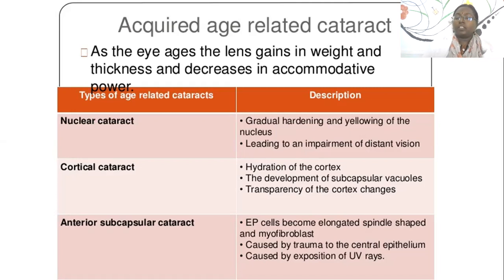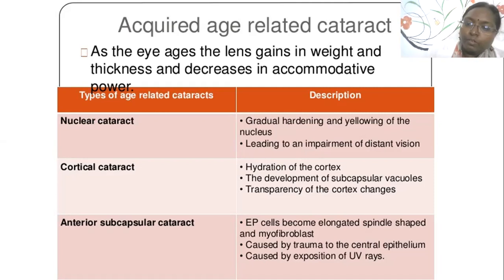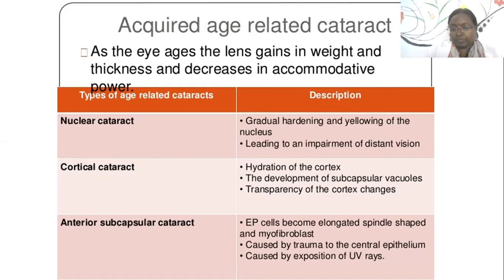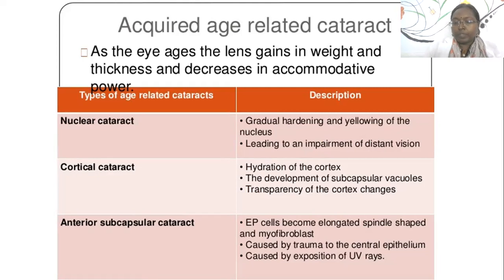Cortical cataract is hydration of the cortex. Development of subcapsular vacuoles are present. The transparency of cortex changes. Anterior subcapsular cataract, epithelial cells will become elongated, spindle-shaped, and myofibroblastic. So this is caused by trauma to the central epithelium because of the exposure to UV rays.